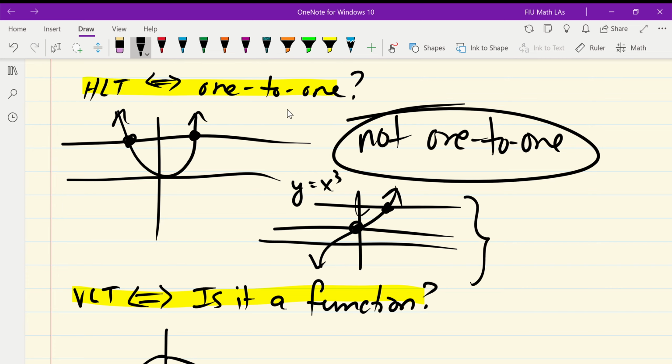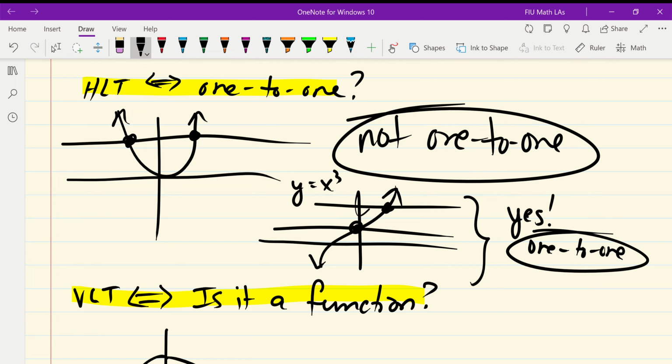This would be 1 to 1, for example. All right, so if it touches in more than one place, not 1 to 1. If it touches in only one place, then yeah, it's 1 to 1.